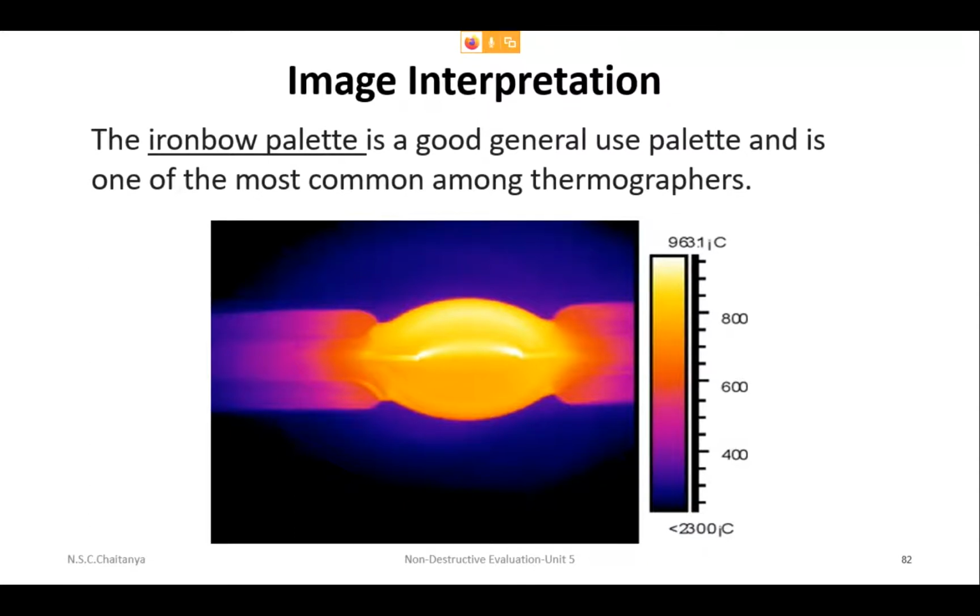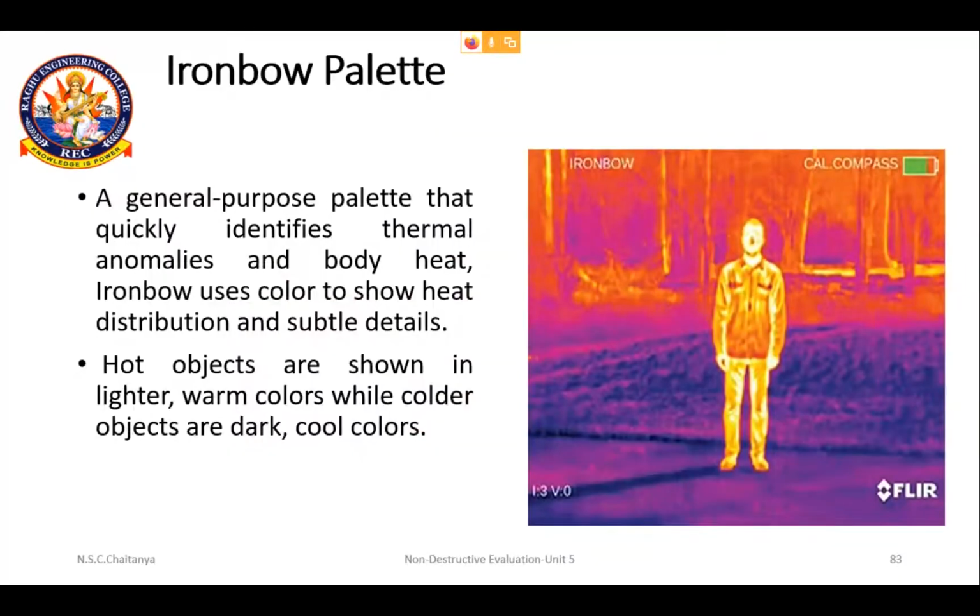So, next slide, 83. You can see an image which is colored using the iron bow palette. That image is towards the right, and a small description is also written at the left. I'll read it. The iron bow palette is a general purpose palette that quickly identifies thermal anomalies. What is meant by anomaly? Anomaly means differences. That quickly identifies thermal anomalies and body heat.